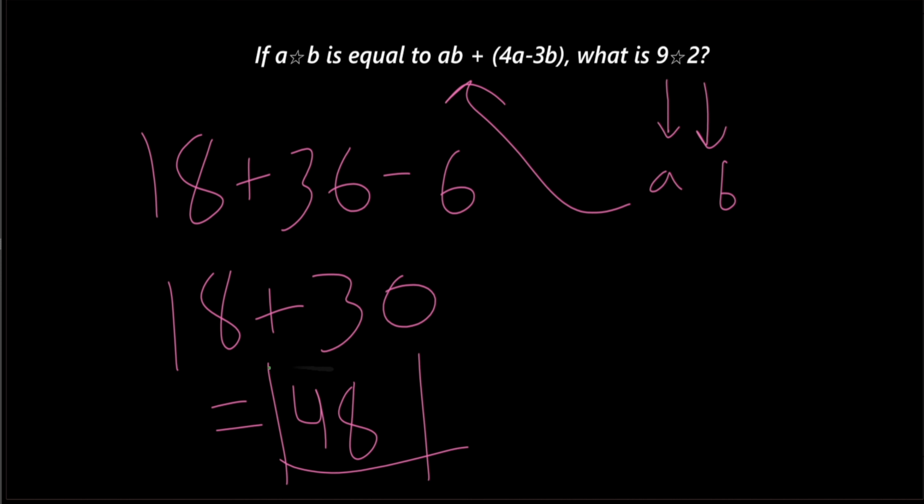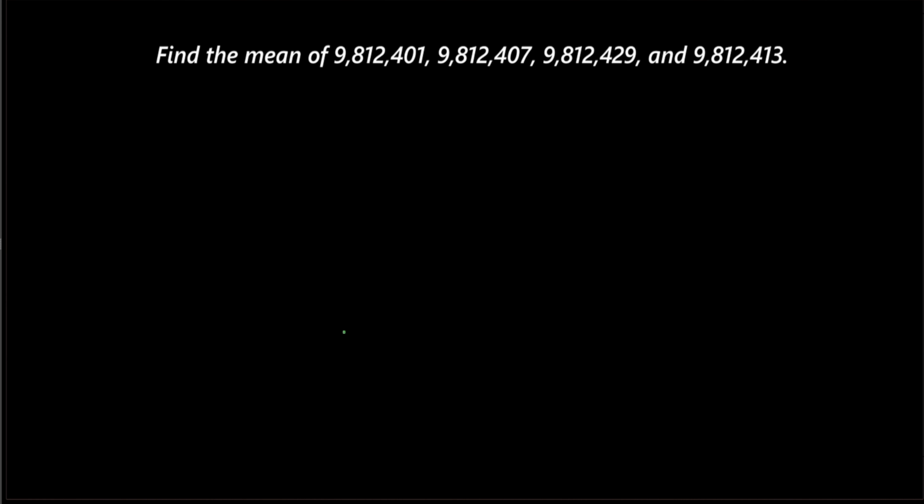Find the mean of 9,812,401, 9,812,407, 9,812,429, and 9,812,413. So, this is a problem with mean, and adding these numbers seems like a very bad solution because it would take a long time to add them. That wouldn't be a good solution.